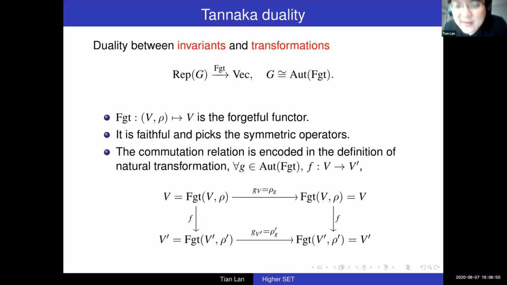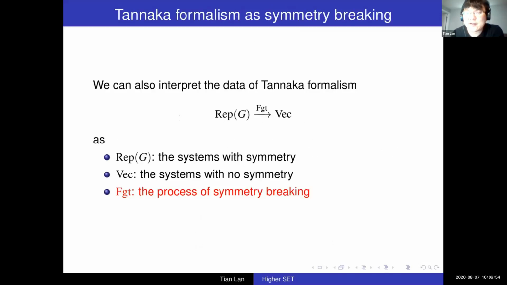And to generalize this idea, we want to give this categorical formalism a more physical interpretation. As I already explained, we can consider this Rep G as the systems with symmetry, and the category Vec as the systems with no symmetry. And the forgetful functor here is just a process of symmetry breaking.